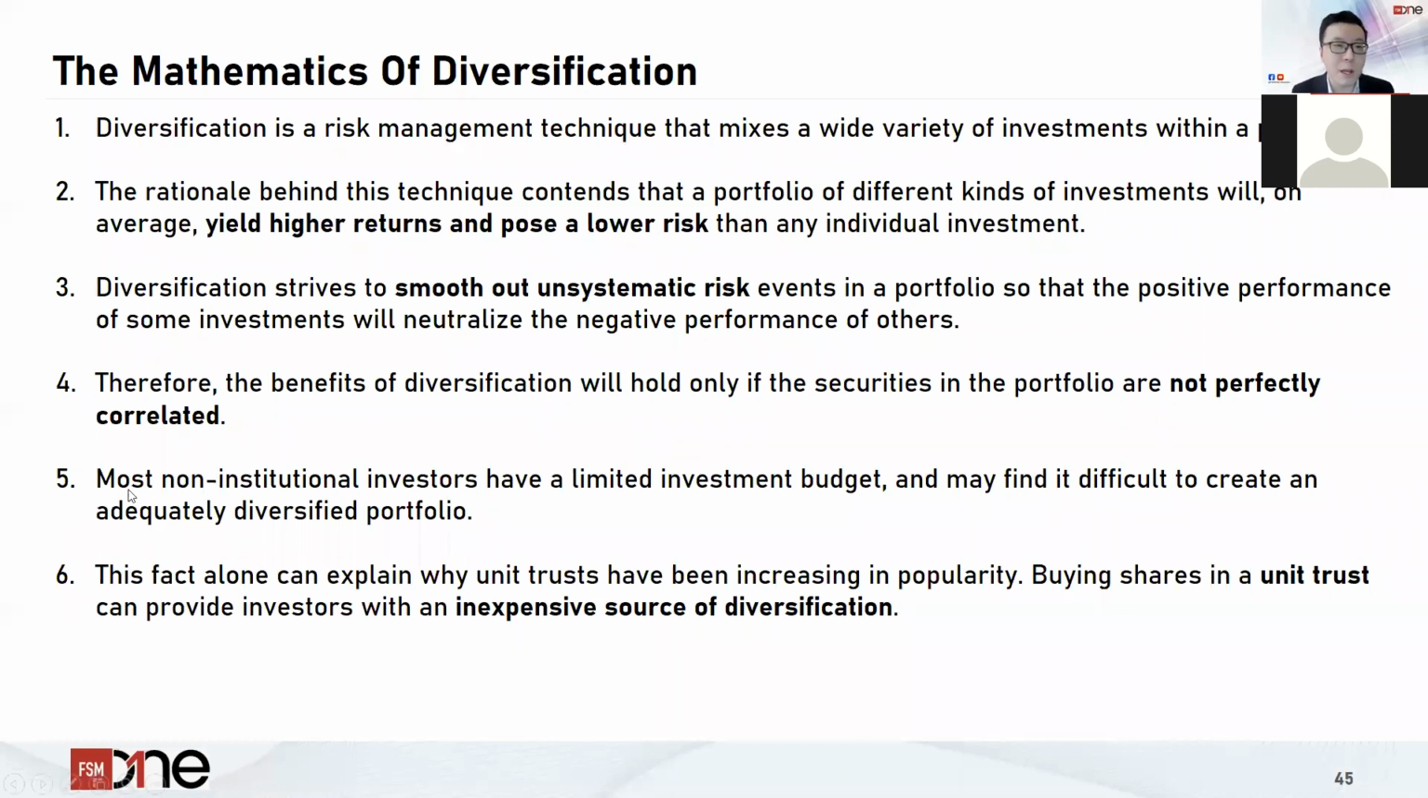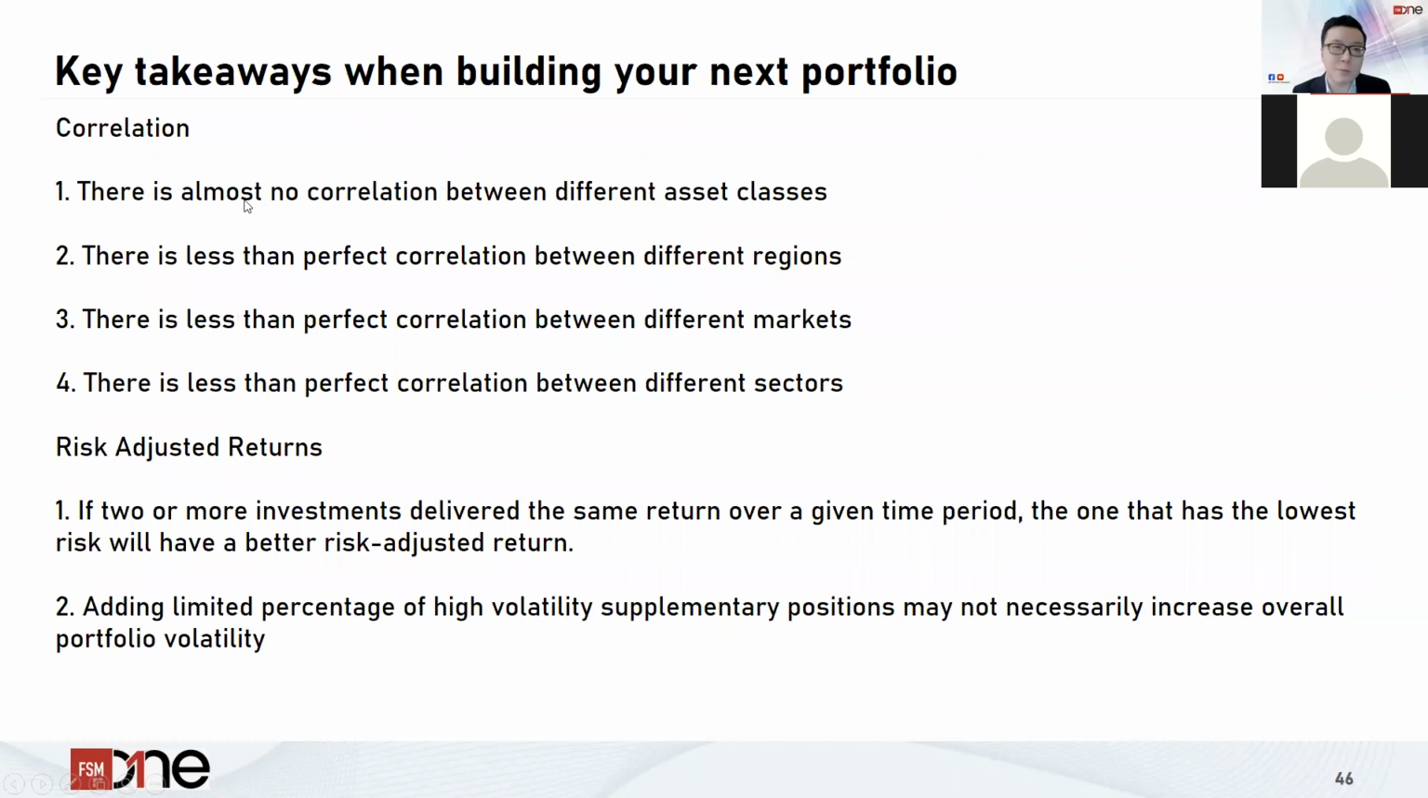Diversification. Most non-institutional investors, because they have a limited investment budget, might find it difficult to create an adequately diversified portfolio, right? Let's say your funds are limited, you can't buy a lot of stocks, you can't buy a lot of bonds, but that's why we have this thing called unit trust. Unit trust is an inexpensive source of diversification. You buy one fund, you're already holding a portfolio of different stocks inside, and these stocks are already handpicked by the fund managers. So these are some key takeaways. And when you're building the next portfolio, try to remember these few points.